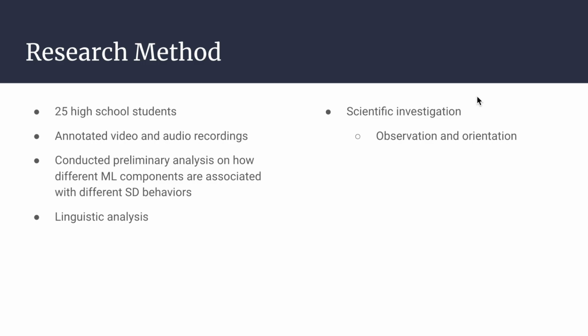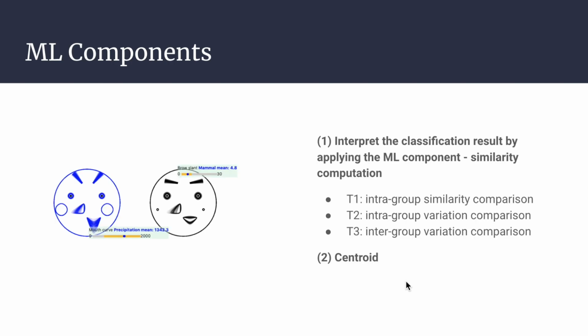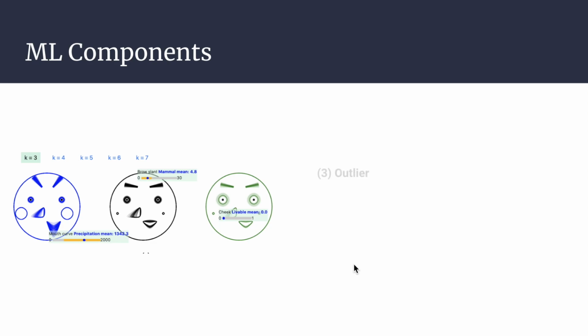This part involves learning behaviors including observation and orientation, exploration and experimentation, data analysis, pattern interpretation, and reflection. The major machine learning components include getting familiar with the interface through constructing their own face glyph, interpreting the classification results by applying the machine learning component similarity computation, analyzing centroids generated by different groups of data points, analyzing outliers from clusters, selecting k-values for k-means clustering, and conducting cluster analysis.